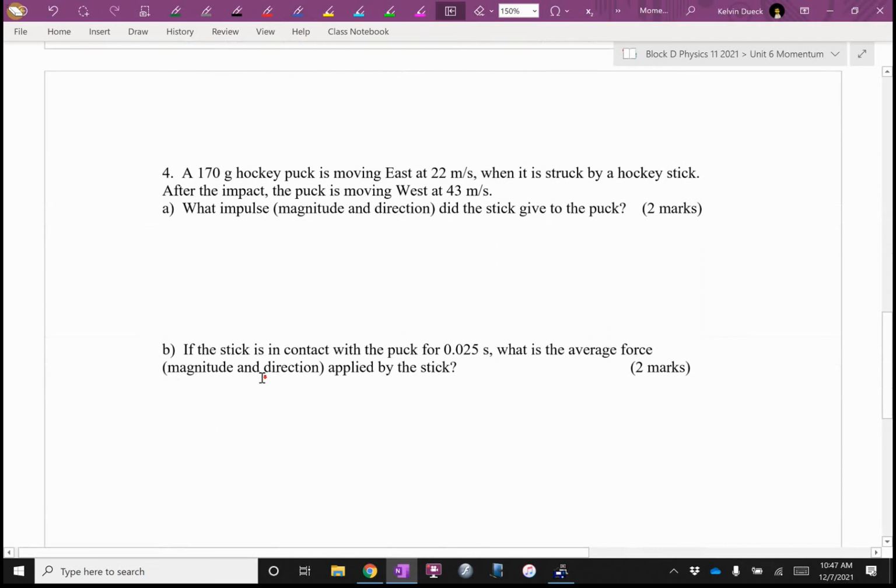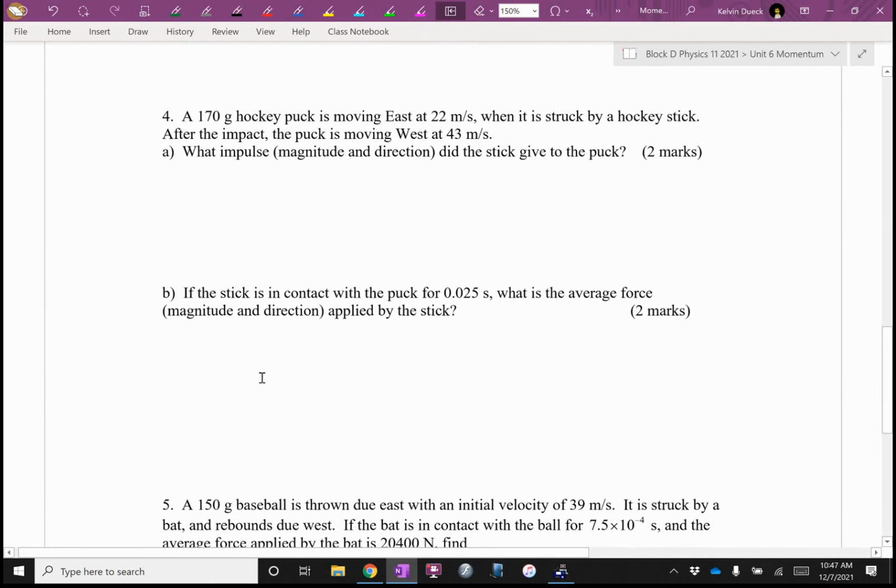Next page. Ooh, 2 marks. Impulse. I guess it's going to be change in momentum. I see an initial. I see a final. Ooh, but you know what else I see? East and west. I need to let one way be positive and one way be negative. Okay? What do you want to let be positive?